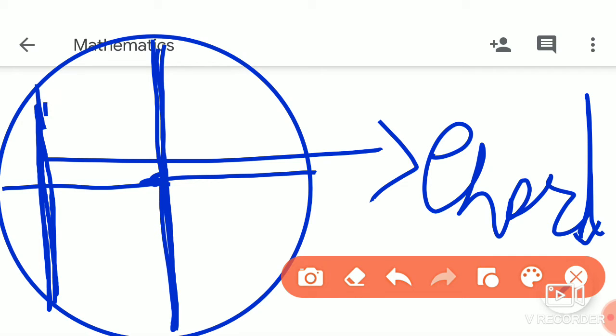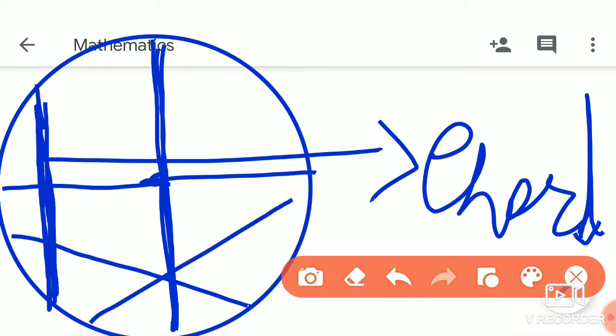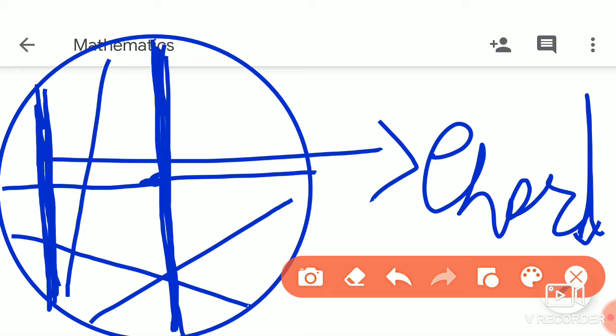This is a common chord. A common chord can pass from anywhere. It can pass from here, it can pass from here, it can even pass from here. But the diameter always passes through the center. Normal chords can pass from anywhere, but the longest chord always passes through the center, which is the diameter.